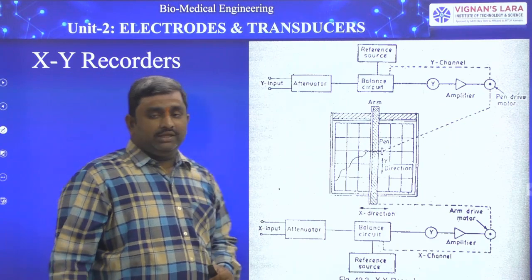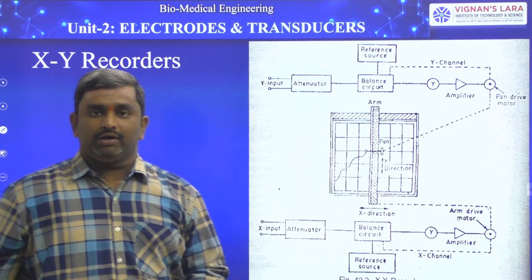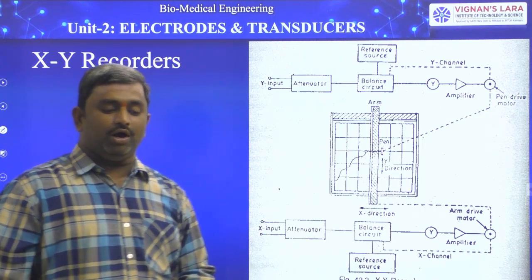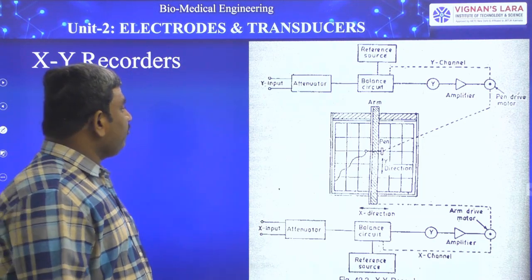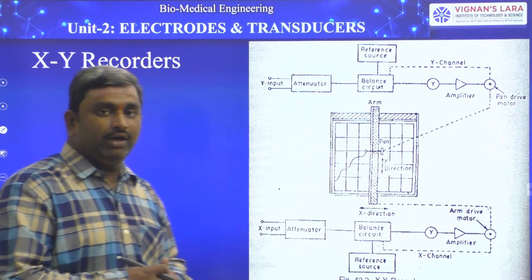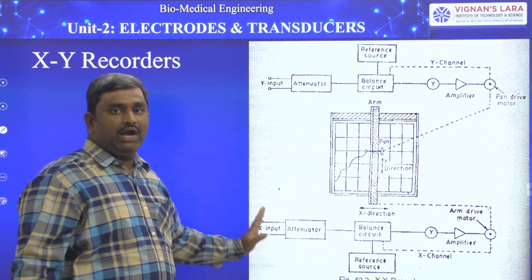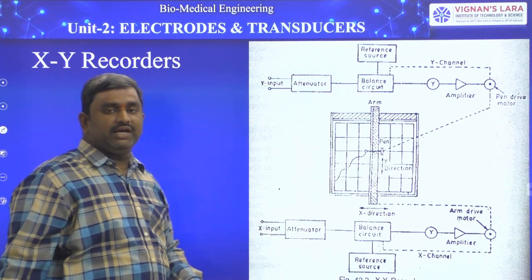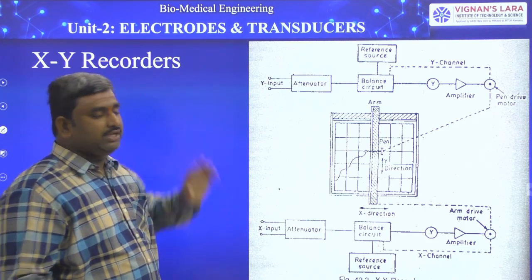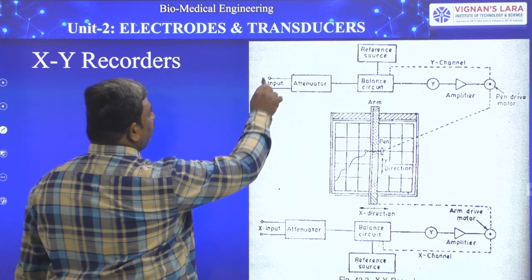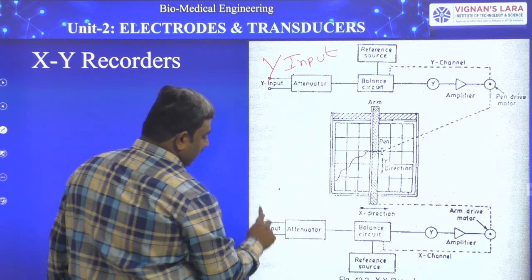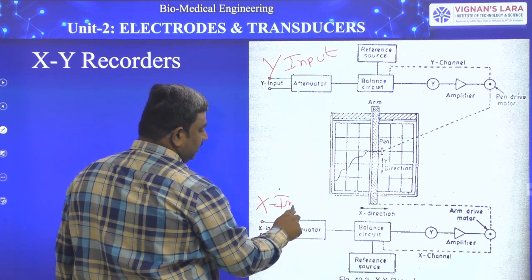Next, this is the X-Y recorder. This is also a graphical recorder. In this graphic recorder, we have the second category, that is called the X-Y recorder. Here we have X information and Y information. Two informations are available. Here I am giving the Y input in this place, and here I am giving the X input.